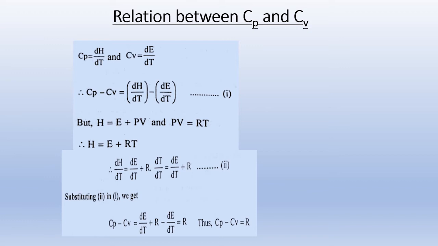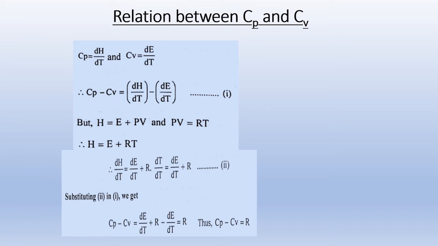So Cp minus Cv we can write as dH by dT minus dE by dT. Now from the enthalpy equation we have H, the absolute enthalpy, H equals E plus PV, and this PV equals RT for 1 mole of a substance. So we can write H is equal to E plus RT. When you differentiate this expression, you can write dH by dT equals dE by dT plus R into dT by dT. So it becomes dH by dT equals dE by dT plus R.